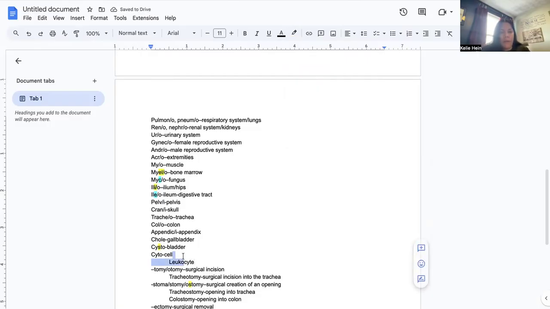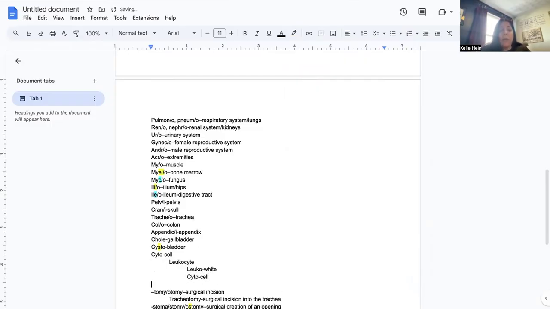Break it up right here, okay? Leuko, and sometimes you have to do this, when you do this, write it down and think about it. Okay, well, I know that leuko is white, and I know that cyto is cell. Oh, okay, leukocyte is a white cell, which is a white blood cell. Okay.